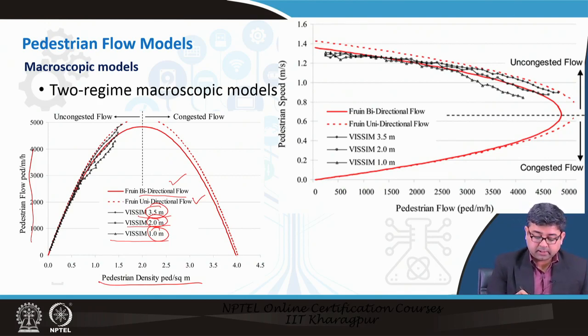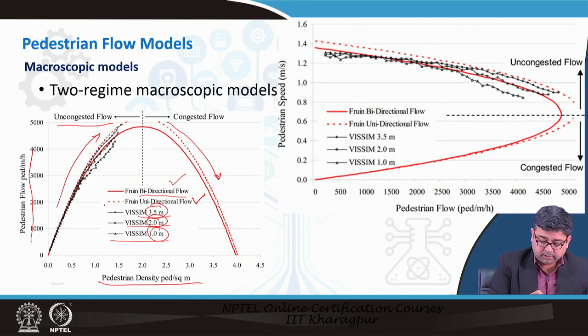However, when he started looking at unidirectional flows, meaning people moving on the same footpath in only one direction, otherwise bidirectional meaning on the same footpath they are moving in both directions, he saw, if you look at the dotted red line, that there are two different models. In the uncongested flow, the model goes like this, whereas in the congested flow, the model goes like this, right. So, there are two different models, the dotted dashed lines.